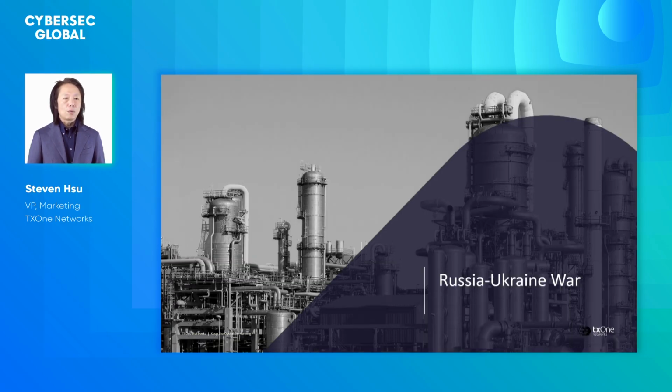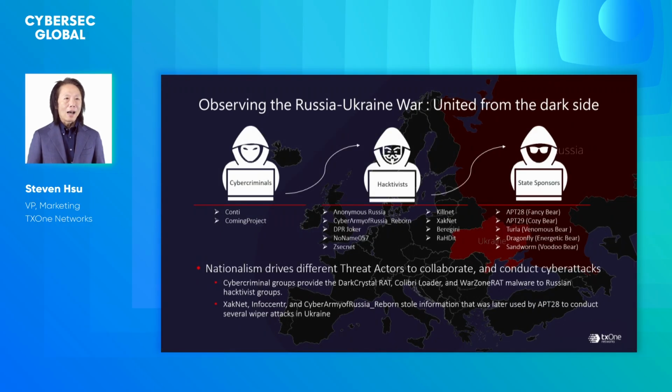Okay, here is the Russia-Ukraine war. We have identified some learnings. The first learning, a little bit concerning, is the cooperation between different cybersecurity threat actors. For example, Russian cyber criminal groups provide malware, like Dark Crystal RAT and Warzone RAT, to Russian hacker groups. And Russian hacker groups provide stolen information to the state sponsor, allowing them to do precise wiper attacks. For example, APT28 is very active. That's one observation we've seen.